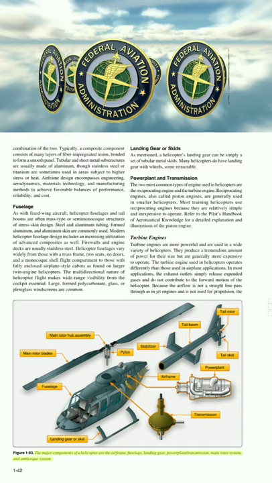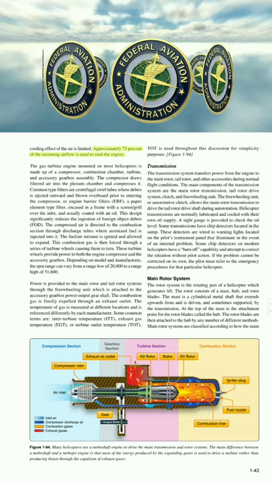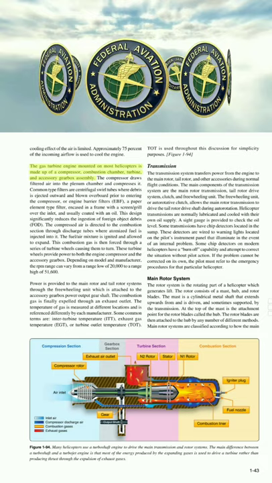Cooling effect of the air is limited. Approximately 75% of the incoming airflow is used to cool the engine. The gas turbine engine mounted on most helicopters is made up of a compressor, combustion chamber, turbine, and accessory gearbox assembly. The compressor draws filtered air into the plenum chamber and compresses it.